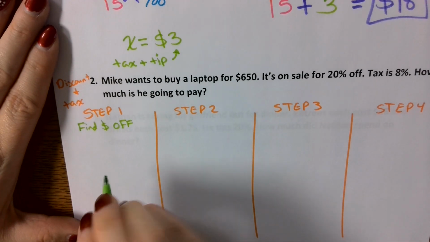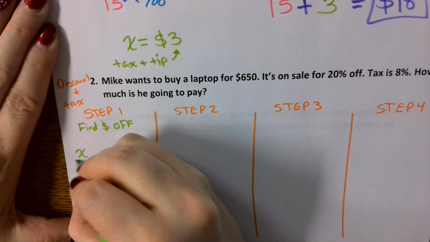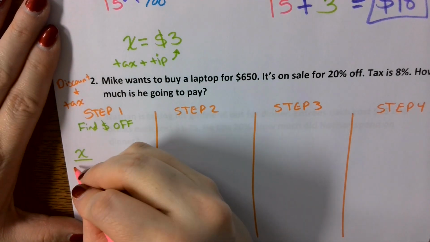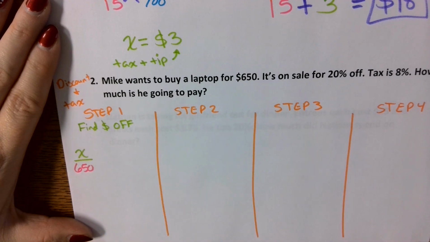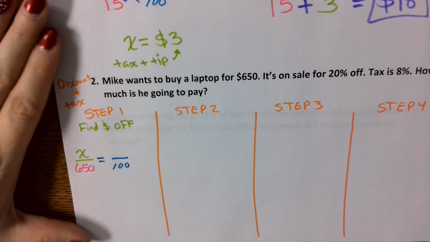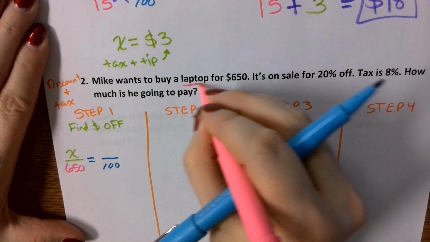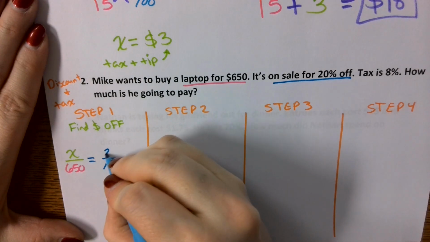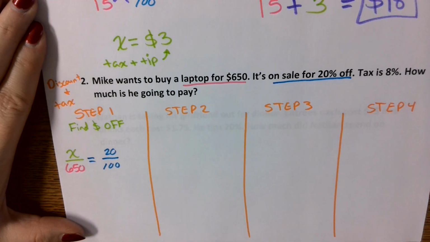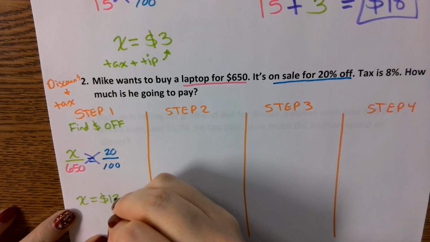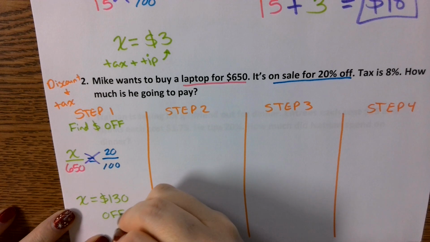So when we set this up, we set it up as X over what? $650. Good. Equals what over 100? 20 over 100, right? $650 was the original price. 20% is how much we're taking off. So it's 20 over 100. Then we can do our cross product. When we do that, we're going to find out that X is $130 off.